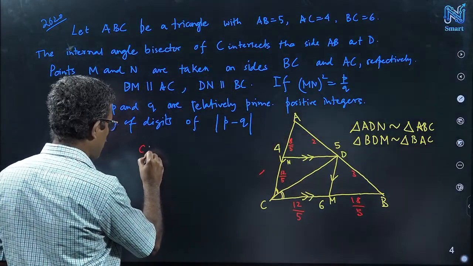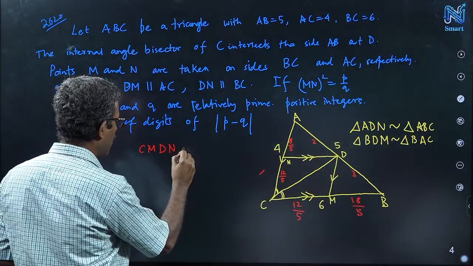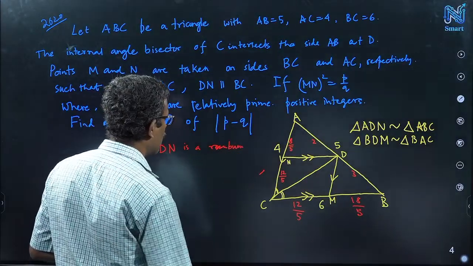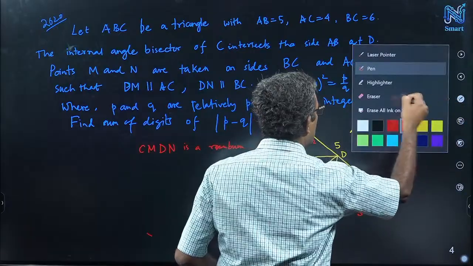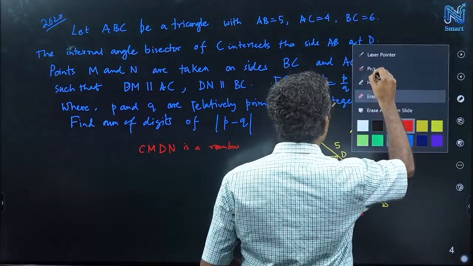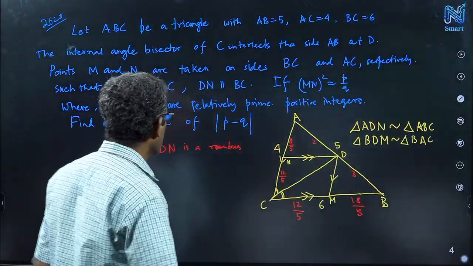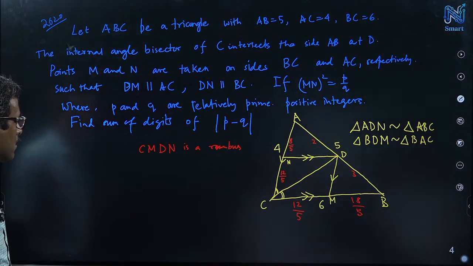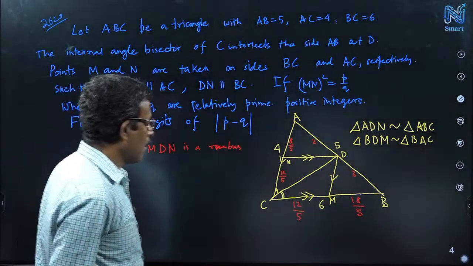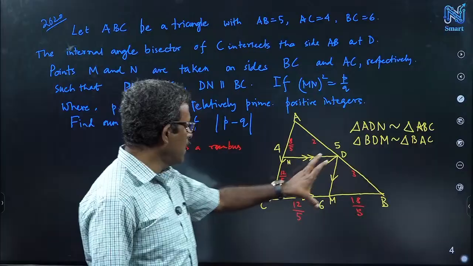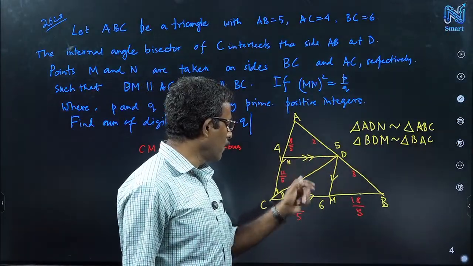So CMDN is a rhombus. What you have to find is MN. And how do you find this MN? Rhombus, that means CM, CN, DM, DN are all 12 by 5.